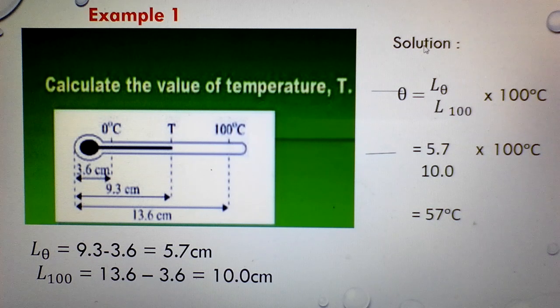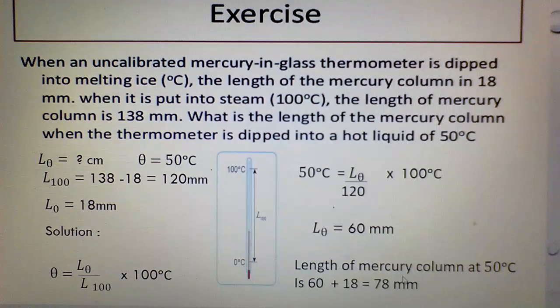Okay, now we use the formula theta equivalent to L theta divided by L100 times 100 degrees Celsius. So it should be a line here. Now we get 5.7 divided by 10 times 100 degrees Celsius. Thus we get 57 degrees Celsius. So meaning by using these two fixed points, we can determine the temperature of unknown liquid by calculation using the formula. Okay, one exercise, try and see.